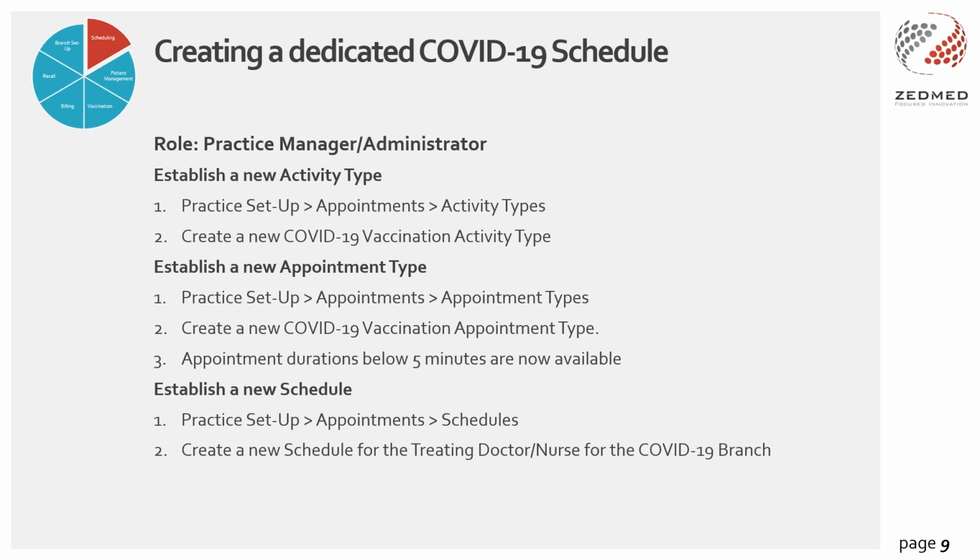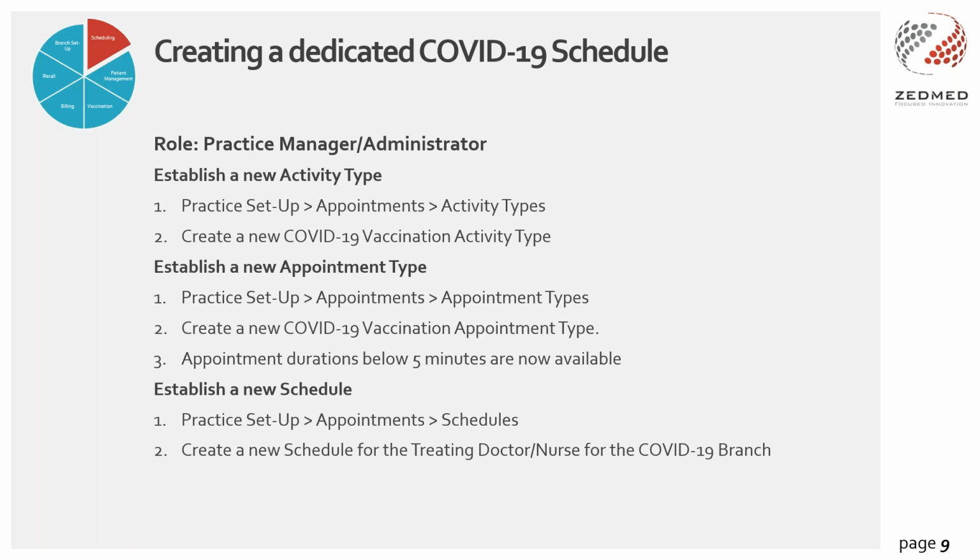It is also advisable that you set up more than one COVID-19 vaccination appointment type, potentially to reflect a second dose. So you might have one for dose one, one for dose two, and then potentially even a third one for a COVID-19 doctor consult if required.